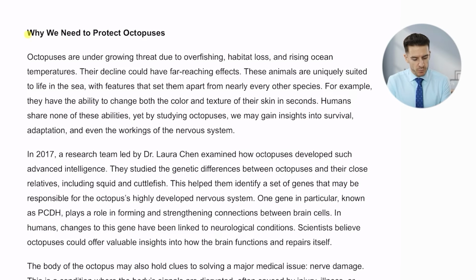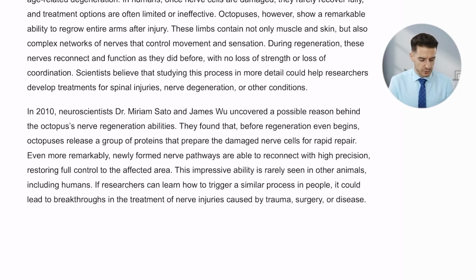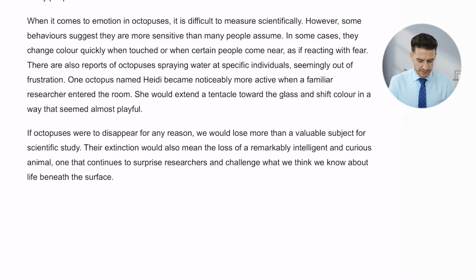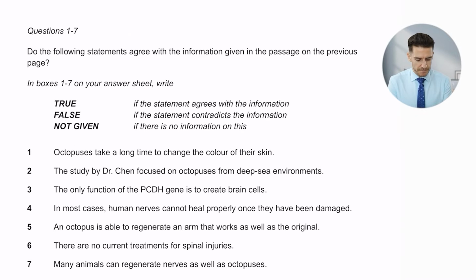Welcome to our first passage, which is called Why We Need to Protect Octopuses, and go straight to the questions. And that's what we're going to do right now. So let's go down and find the questions. Here they are. Questions 1 to 7.